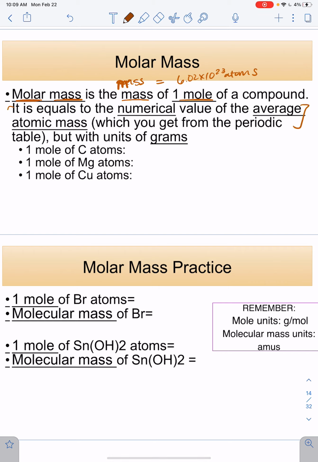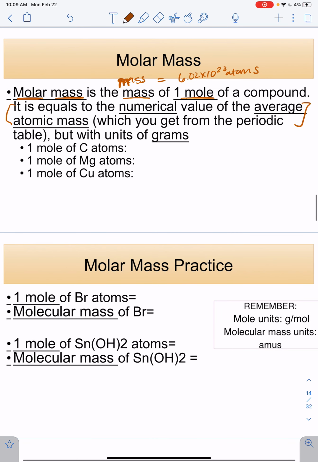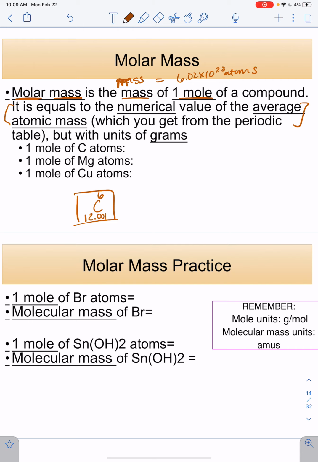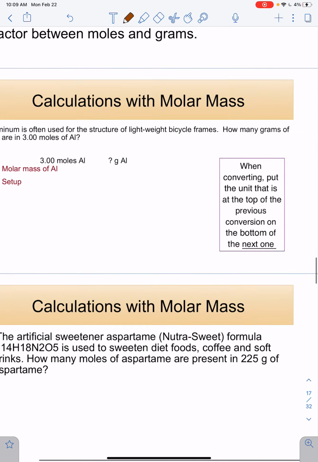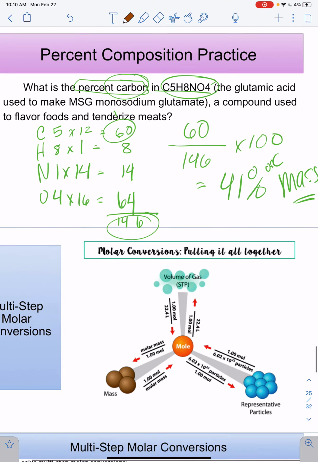All this is saying is that the number off the periodic table, if we have carbon, it says 6 at the top for the atomic number. The bottom says 12.011 or something like that. This number is your mass. That is also your molar mass. So 1 mole of carbon atoms is 12.01 grams heavy. Okay, 1 mole of magnesium atoms, we would need to go to the periodic table.